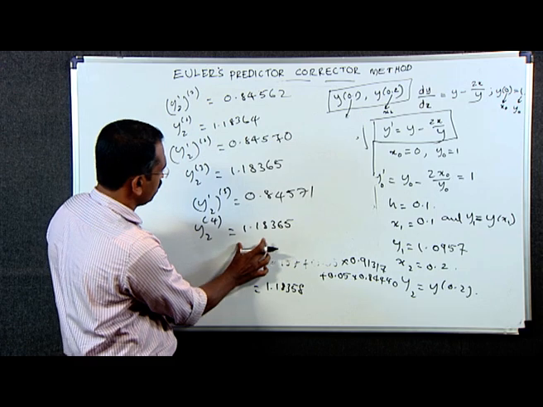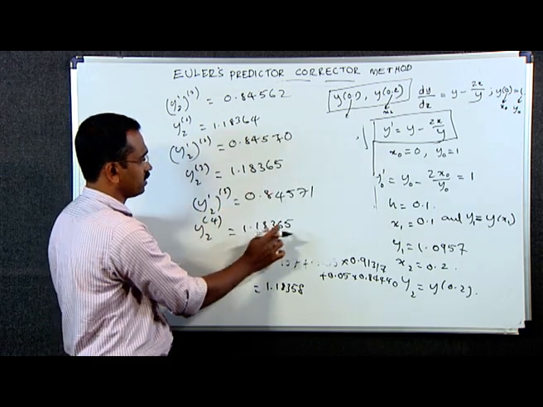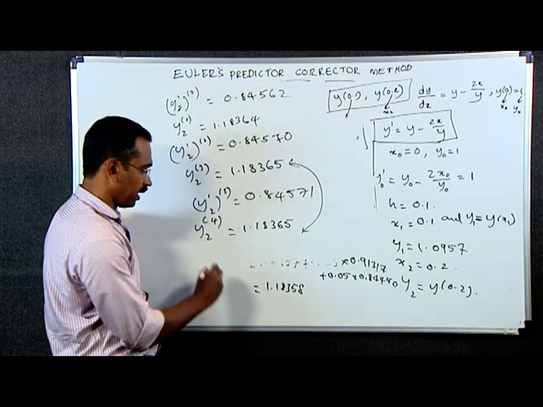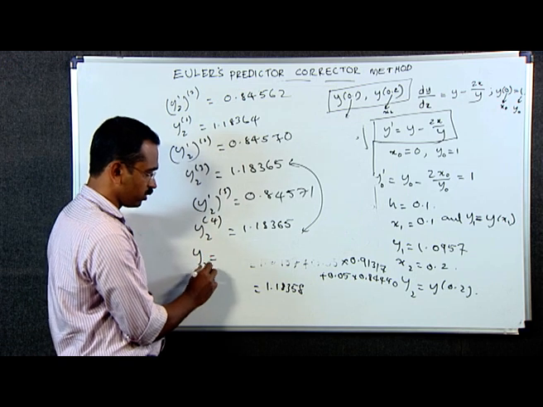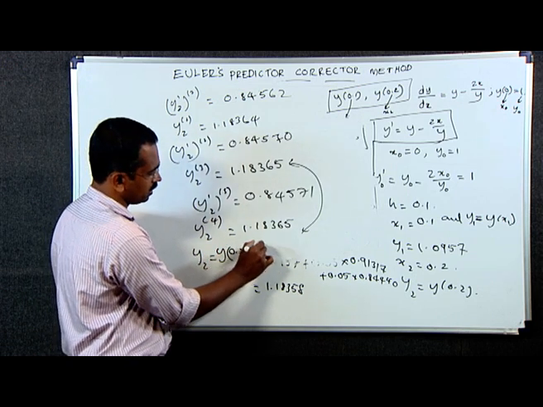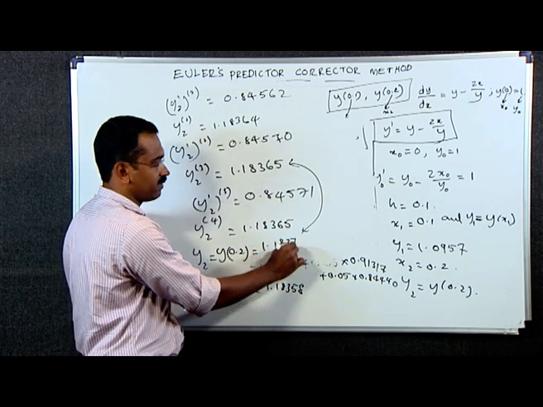Here we obtained y2 3 as 1.18365. Therefore, the convergence is attained, and hence we take the value of y2, that is y of 0.2, as 1.1837 approximately.